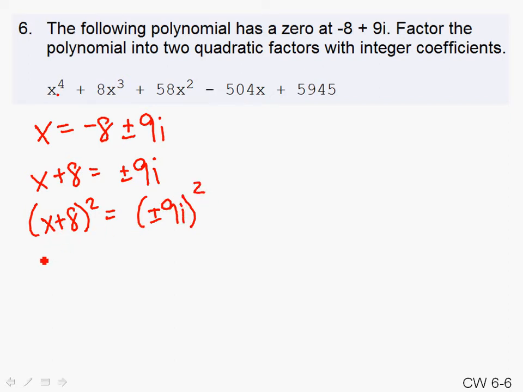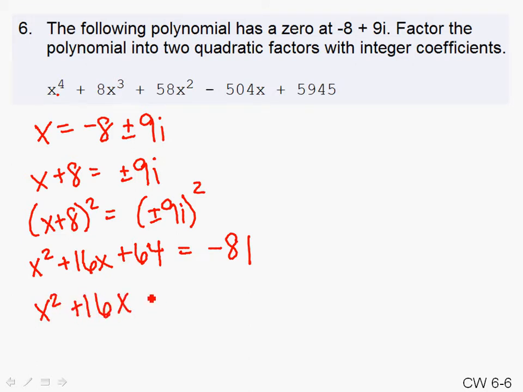X plus 8 times x plus 8 is x squared plus 16x plus 64. 9i squared is 9 times 9, which is 81. I squared is -1, so -81. We add 81 to each side, so we have x squared plus 16x plus 145 equals 0. So our first factor is x squared plus 16x plus 145.